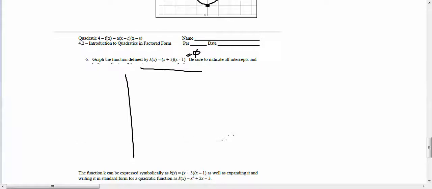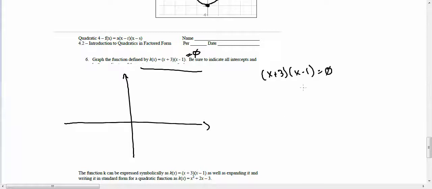I drew that a little bit here. Where are the x-intercepts? To find the x-intercepts, you set this equation equal to 0. X plus 3 times x minus 1 equals 0. Thus, x equals to what? Negative 3 or, perfect, positive 1. And negative 3 is right here.